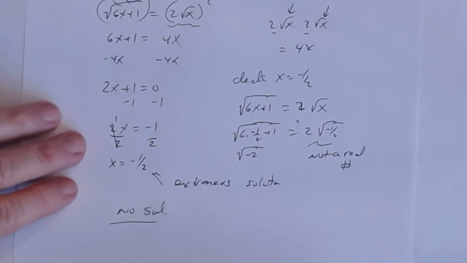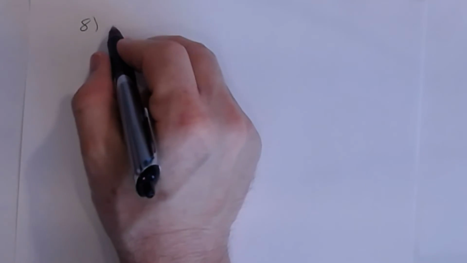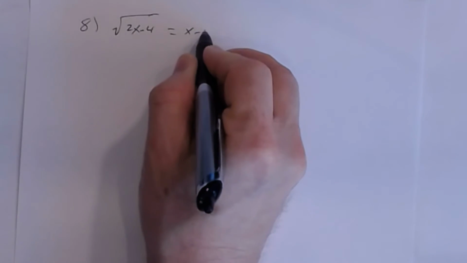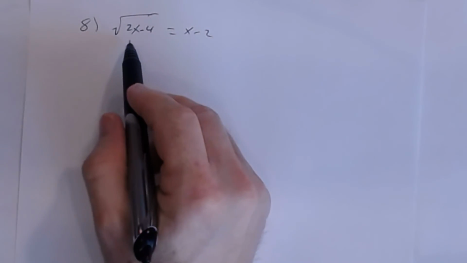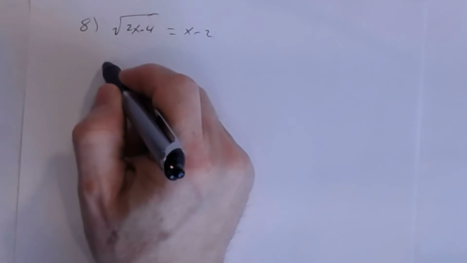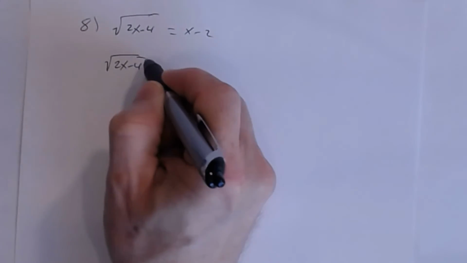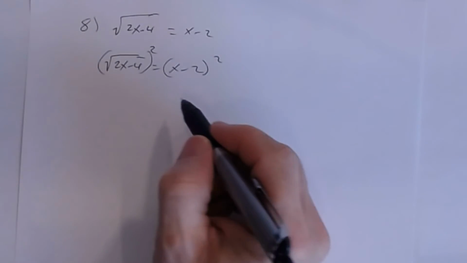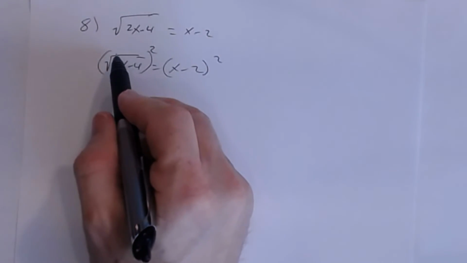So that was a little bit more difficult to understand. So let's look at number 8. And that'll be the last one we'll do with this little part. All right, number 8, we have the square root of 2x minus 4 equals x minus 2. The radical is already by itself, so let's go ahead and square both sides, just like this. And then the square and the square root undo each other.